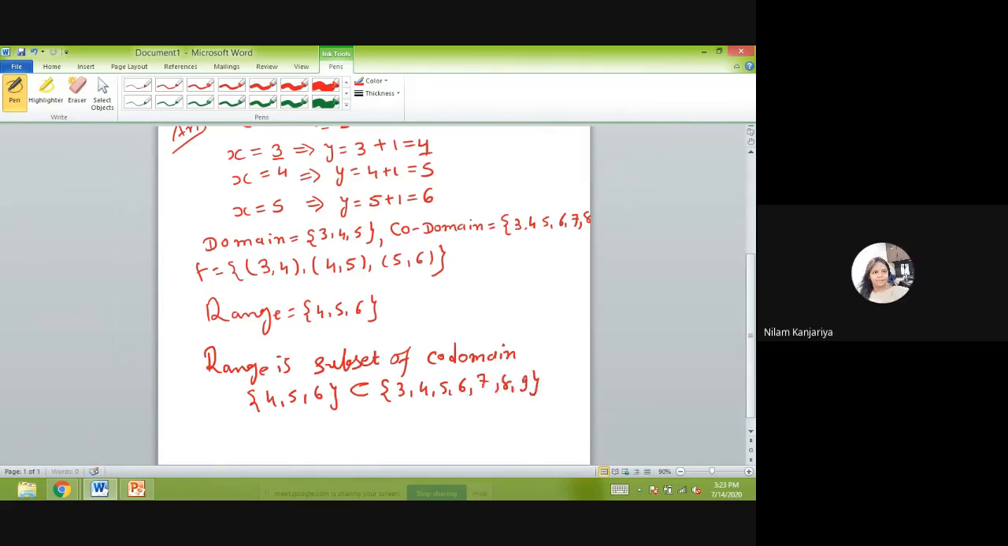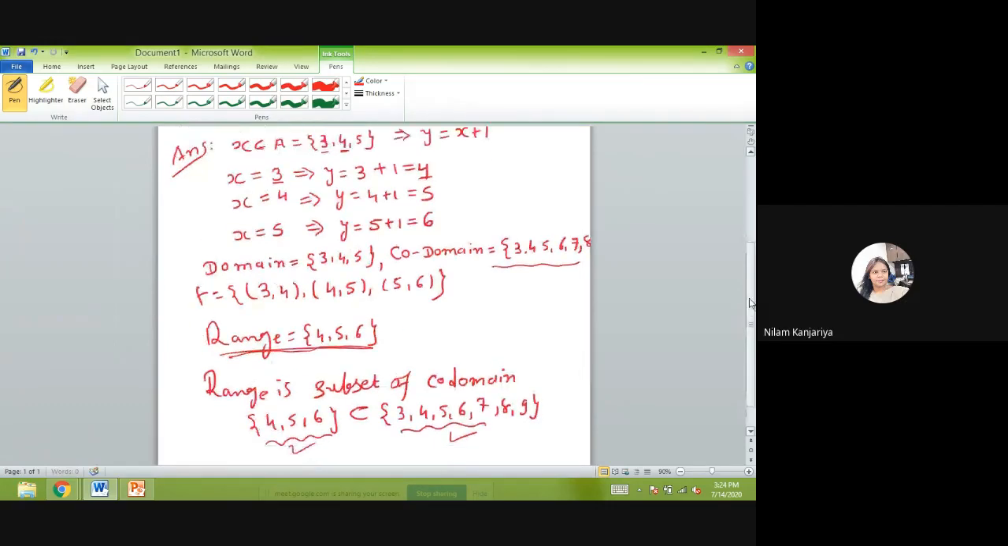Do you know what is the definition of the subset? If every element of a set belongs to the other set, like 4, 5, 6 lie in the second set, so this one is a subset of this one. Sometimes they will ask whether the range is a subset of codomain or not. Definitely range is a subset of codomain, because we every time find the value of range from the codomain. If a codomain is not given properly, how can we find the range?